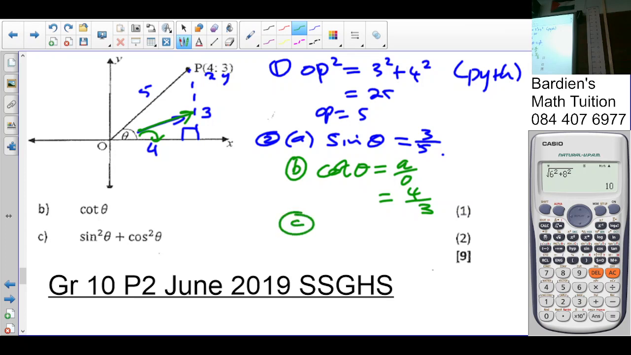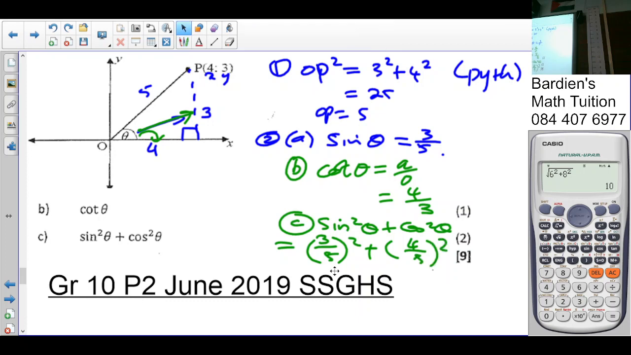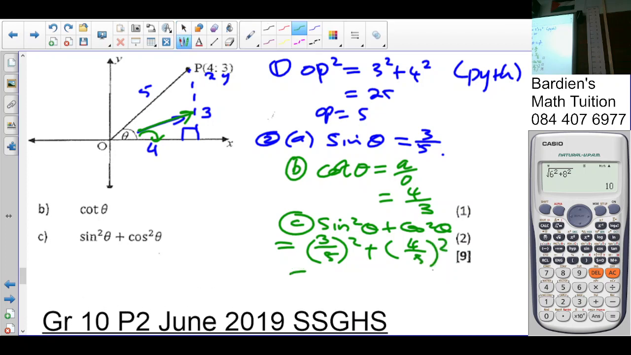And then C says sine squared theta plus cos squared theta. So sine is going to be opposite over hypotenuse, so it's (3 over 5) squared plus cos is adjacent, which is 4 over hypotenuse, which is (4 over 5) squared. Okay? So it's going to be 9 over 25 plus 16 over 25, which is 25 over 25, which is 1. Okay?